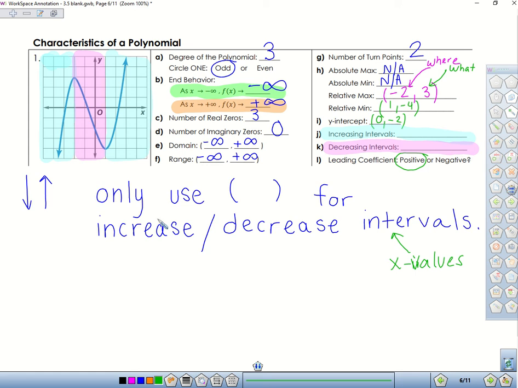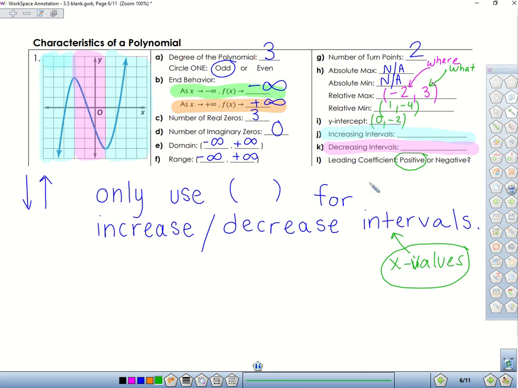So increase is where your y values are going up, where your y values are increasing. Increase and decrease intervals will always correspond to the x values. You're never going to use y values for increase, decrease intervals. You always look at the x values where this happens. And you only use parentheses.